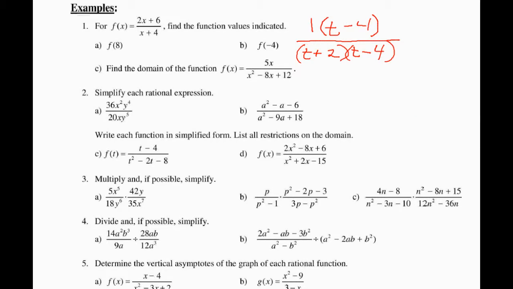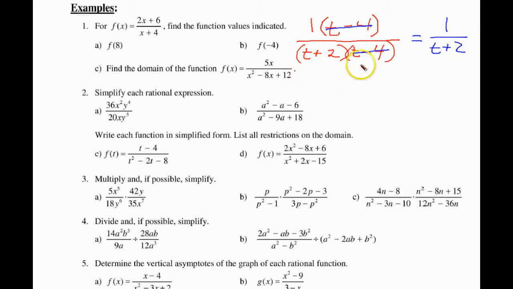Now, are there common factors? And the answer is yes. t minus 4 over t minus 4 is a 1. So the answer for this will be 1 over t plus 2. Now, one of the reasons I suggested you put a 1 there and do it like this is that sometimes if that 1 is not there, students cancel this out and then all of a sudden put this up in the numerator. That's wrong. So this is the answer.